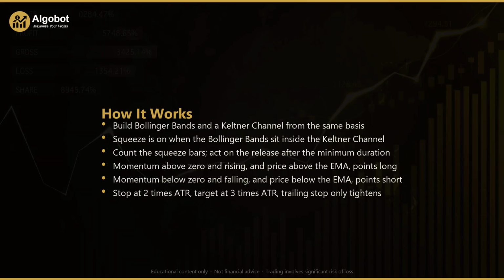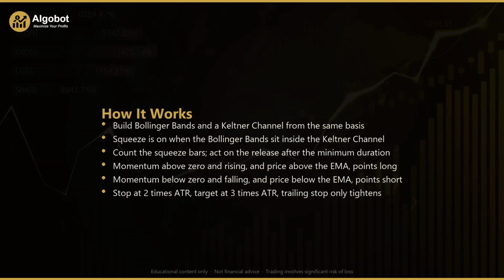First, the strategy builds its two volatility envelopes. It calculates a simple moving average basis over the Bollinger period, then adds and subtracts the Bollinger multiplier times the standard deviation of closes to form the upper and lower Bollinger Bands. Using the same basis, it adds and subtracts the Keltner multiplier times the average true range to form the Keltner Channel. The squeeze is considered on when the upper Bollinger Band sits below the upper Keltner line and the lower Bollinger Band sits above the lower Keltner line, meaning the Bollinger Bands are fully contained inside the channel. The strategy counts how many consecutive bars this squeeze has lasted.